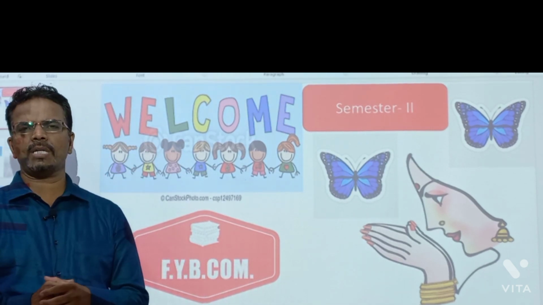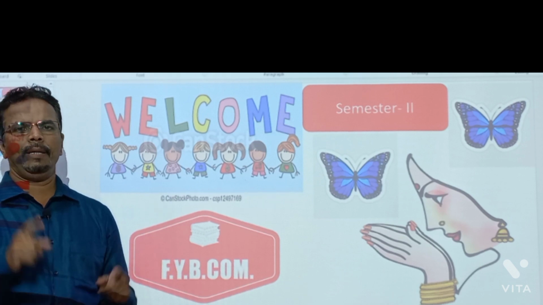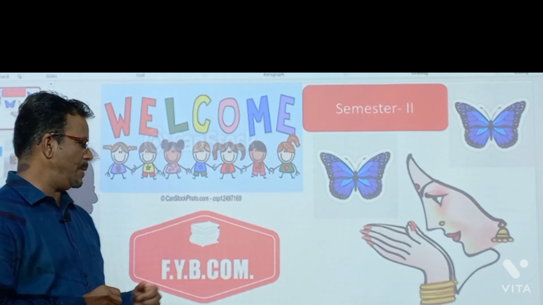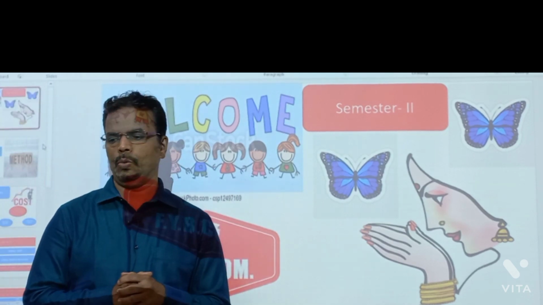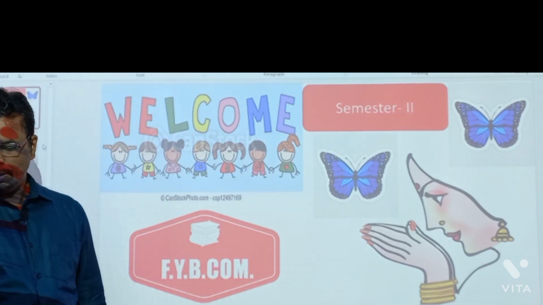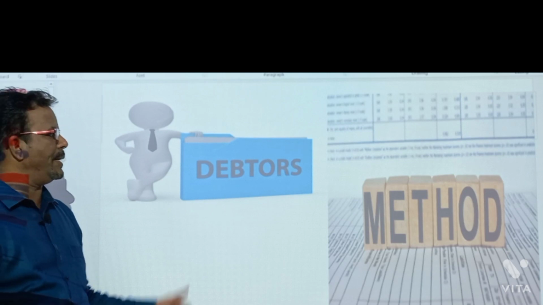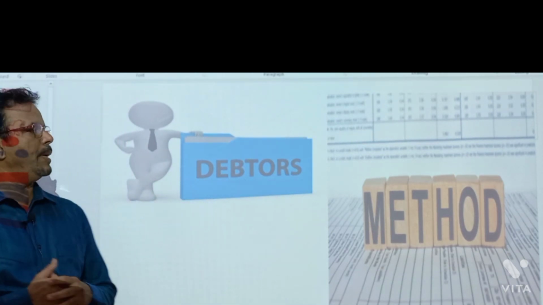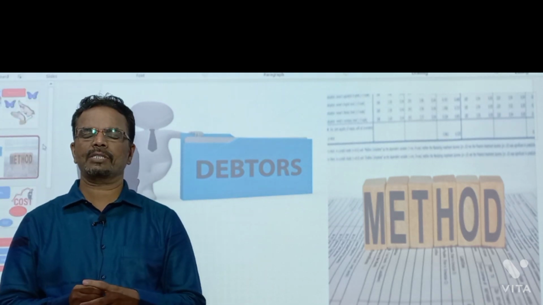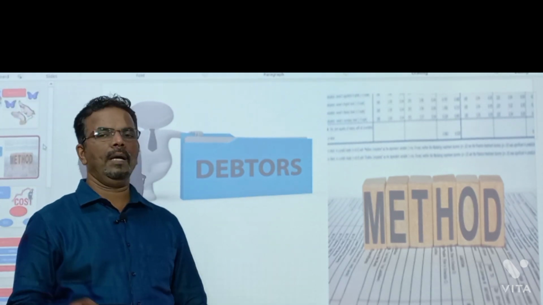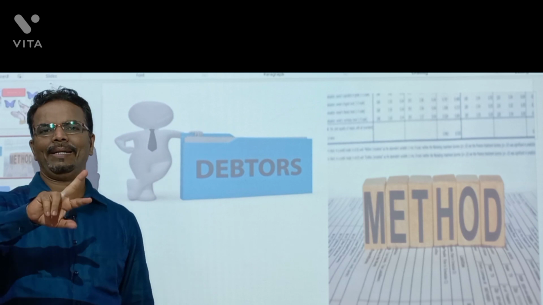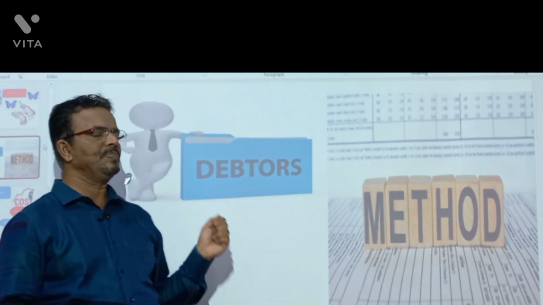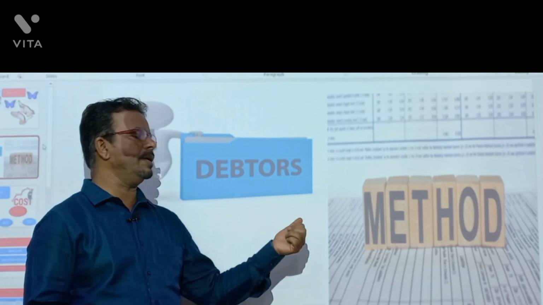Today we are going to discuss a very important point, known as branch accounting. This topic is available for FY BCom semester 2. So we will study the debtors method under branch accounting. Actually, there are two methods for recording branch accounting. One is the debtors method and the second is the stock and debtors method. So in this video, we will study a detailed theory about the debtors method.